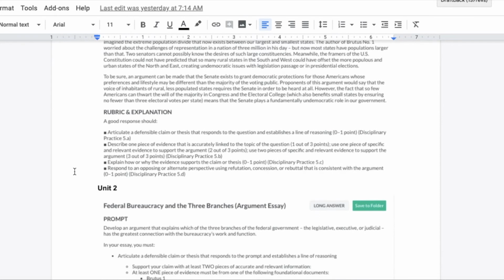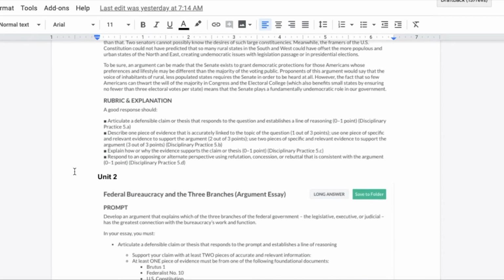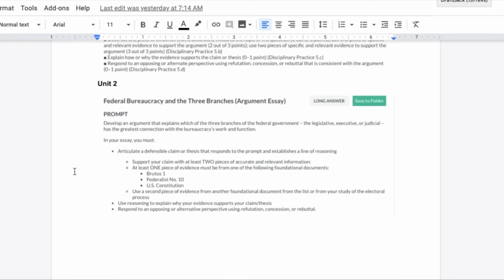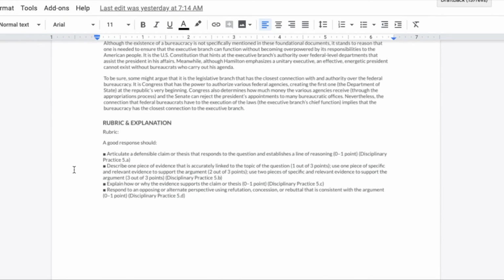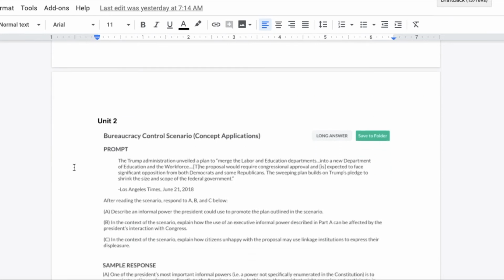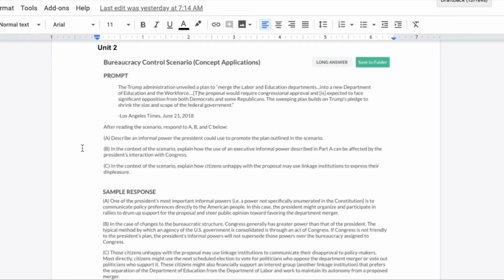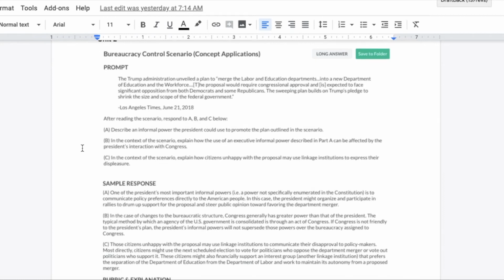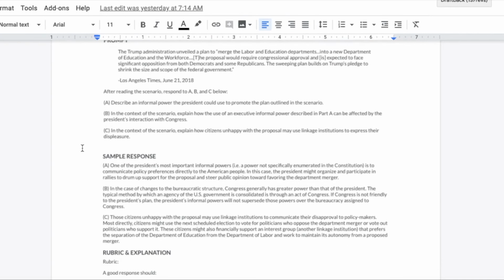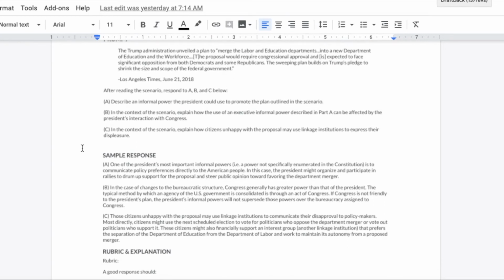Again, you are not going to write a rebuttal on this AP test. And then an example of a concept application would be they give you a little article, a little clip or something, then they have ABC. So maybe describing an informal power for this one in the context of that, maybe explaining that power, and then maybe explaining how people are unhappy and linking that to a decision made. So there's a sample response there as well.